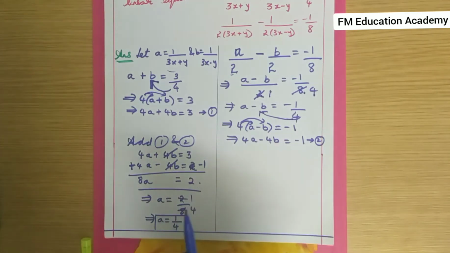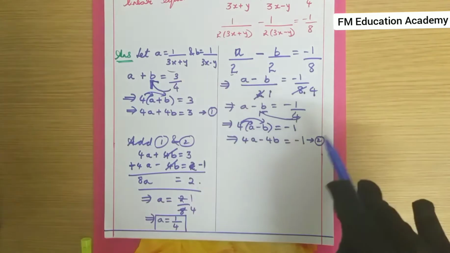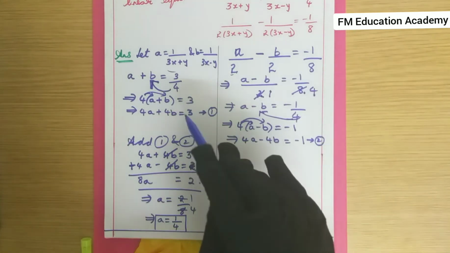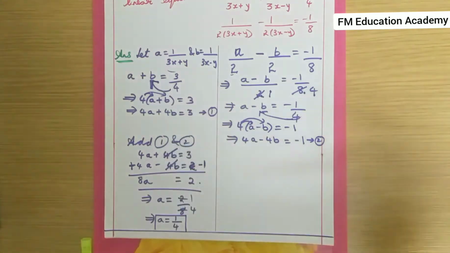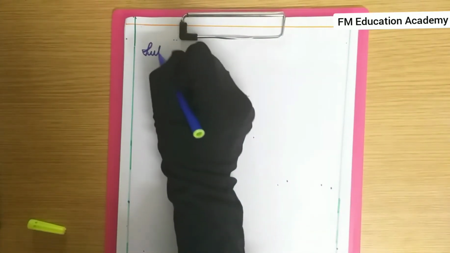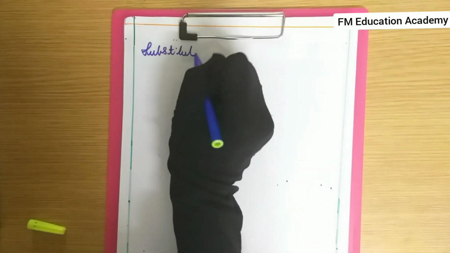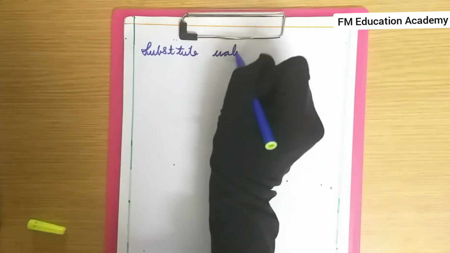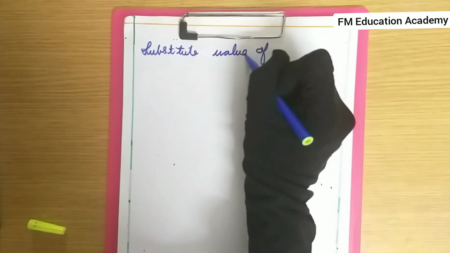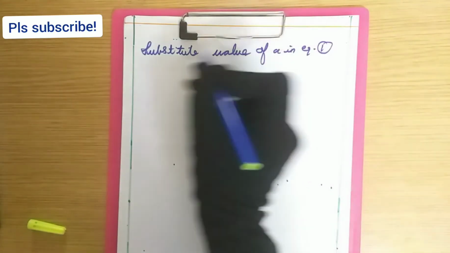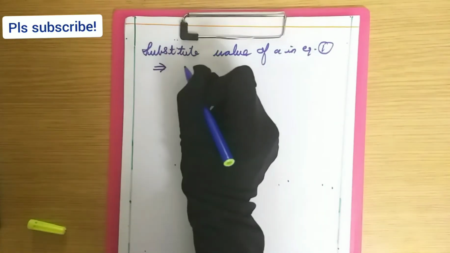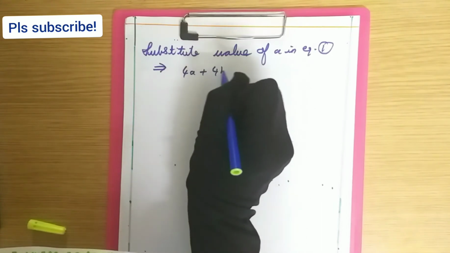Now substitute the value of a in either the first equation or the second equation. As the first equation is simple, I'll substitute the value of a in place of a here in the first equation. What I'll write: substitute the value of a in equation 1. EQ, I'm writing for equation, short form. Okay, so what was my first equation? 4a plus 4b is equal to 3. That is my first equation.